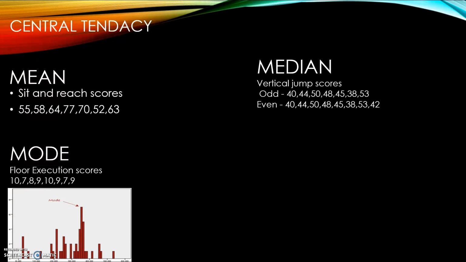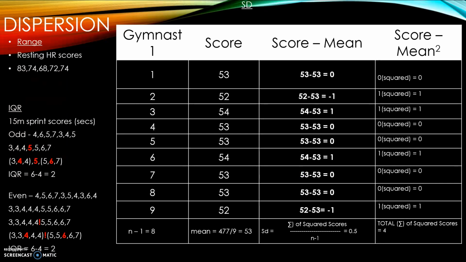Next is dispersion. Dispersion is having one data value that represents the dispersion of the data. This can either be the range, interquartile range, or the standard deviation.